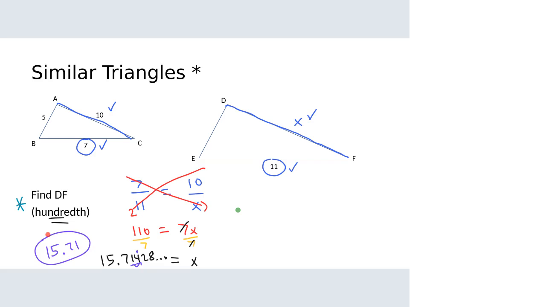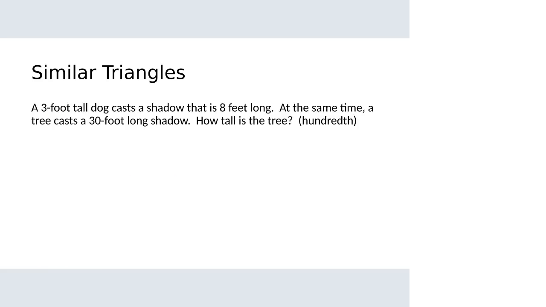All right, here's another one. A 3-foot tall dog casts a shadow that is 8 feet long. At the same time, a tree casts a 30-foot long shadow. How tall is the tree? Now, you might read the top of this and say, what does that have to do with triangles? And here's what it has to do with triangles.